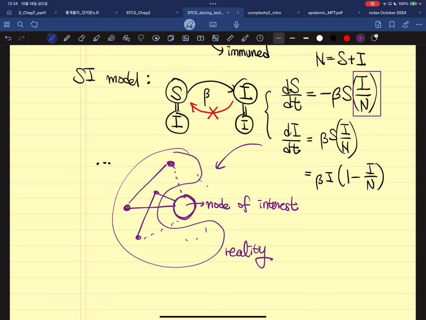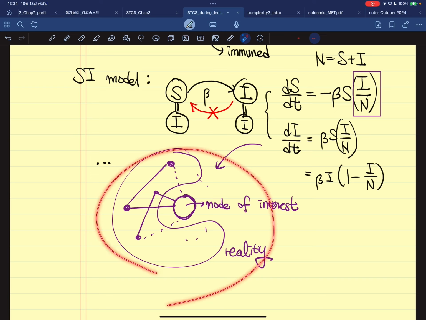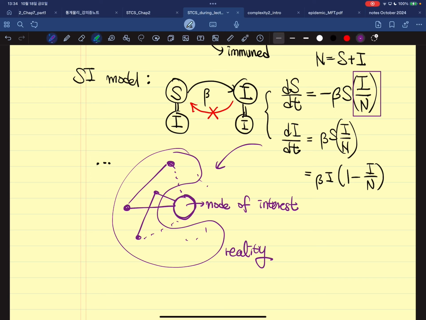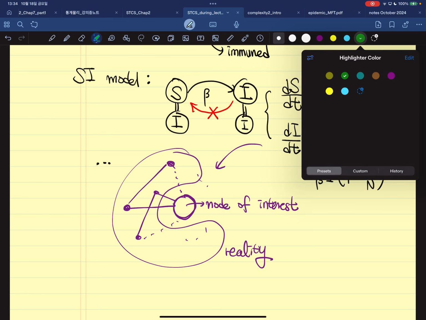So if you really want to solve this problem exactly, then we should consider all the possible interactions or non-interactions. I mean, of course, we don't need to consider this, but anyway, it's all the complicated interaction. But this equation highly simplifies the situation by this scenario.